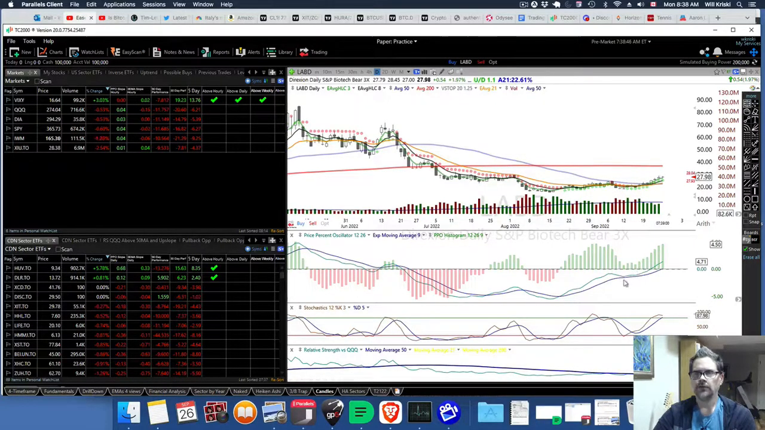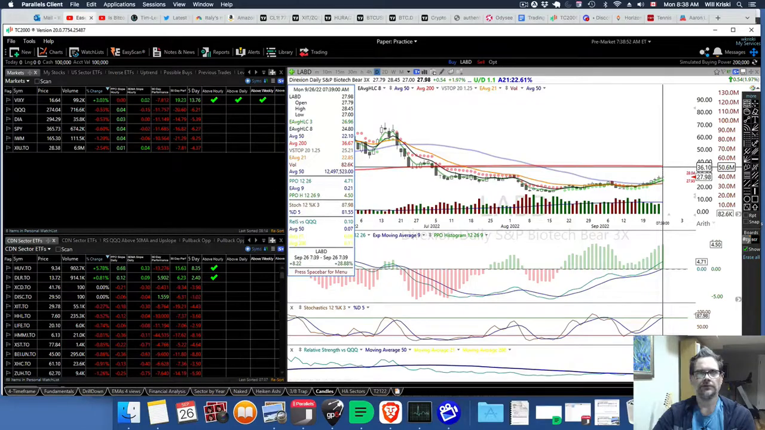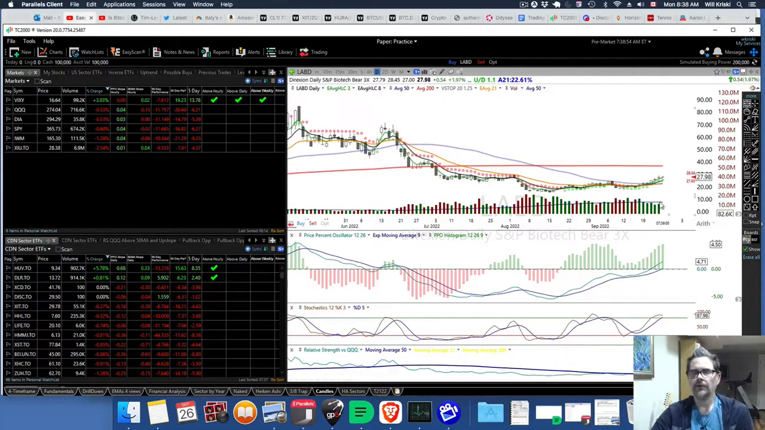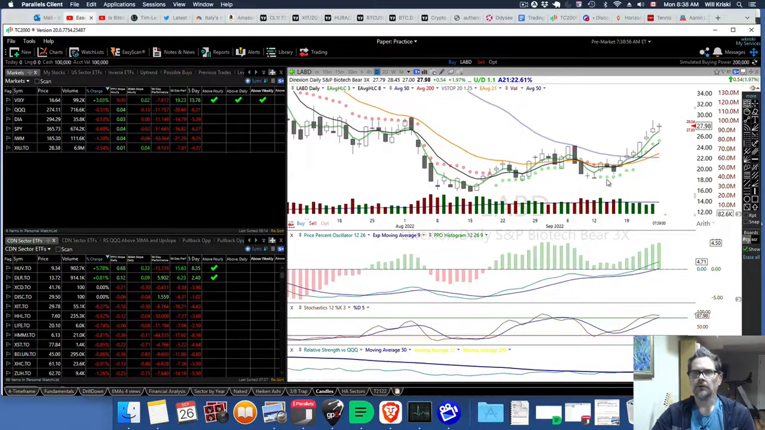You're still above the MACD or the price percent oscillator, but you do have the 200. It's still 28% from there. But I'm going to zoom in here.